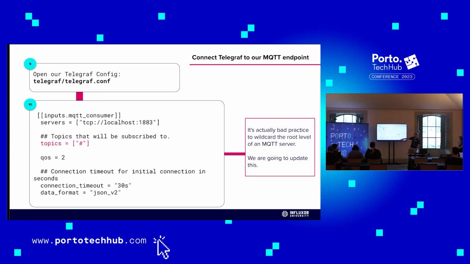Apart from this, we'll sort out that topic part here, and we will also add some JSON parsing as well. Let me know if anyone wants more information on any of the other config parameters here. Essentially, we just have our server here. We're connecting to our MQTT localhost that we're running. It's just a Mosquitto broker that we've installed as a Docker container. And then we're running on QoS 2, connection timeout at 30 seconds, and we're defining our data format as JSON v2.